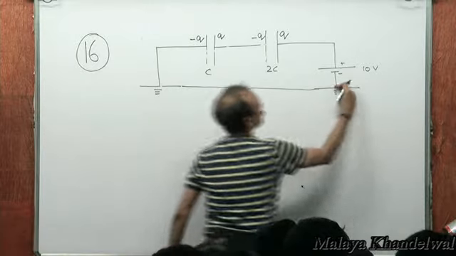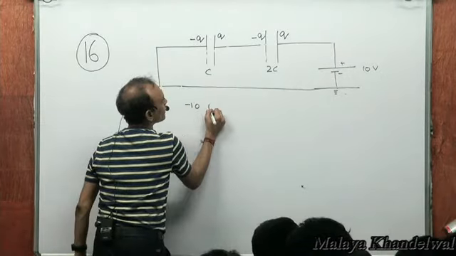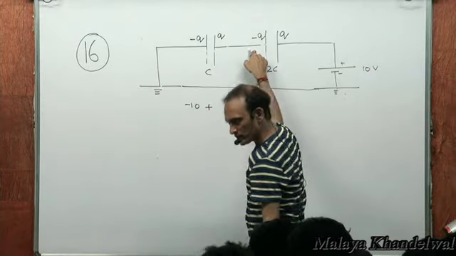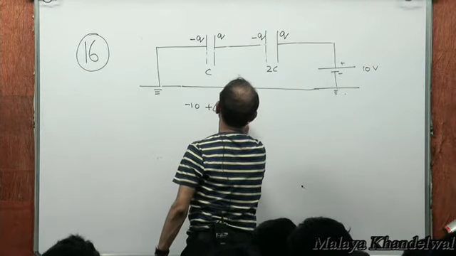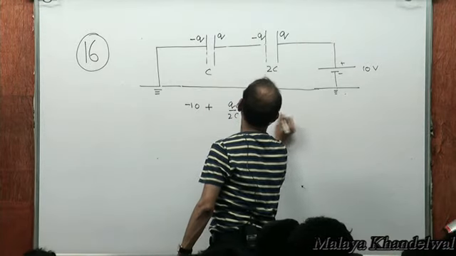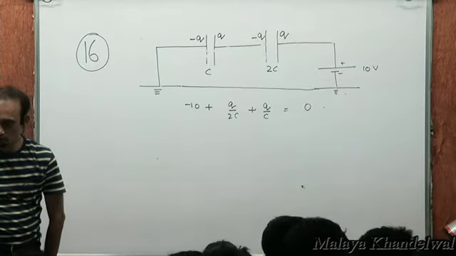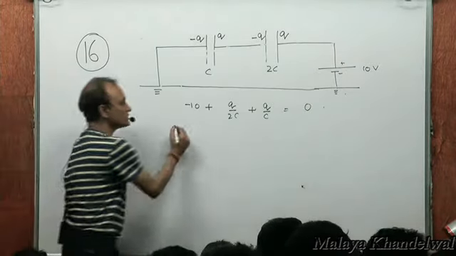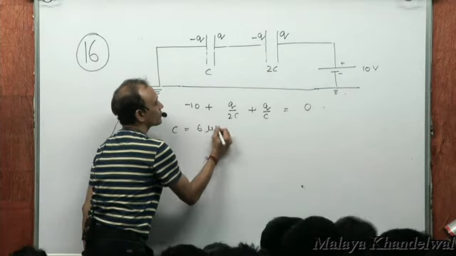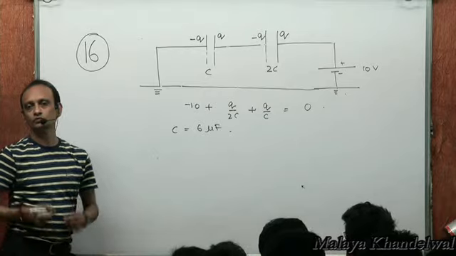Very good. So from here to here there is increase, so minus 10 volts. And then from here to here there is a drop, so plus Q by 2C. Q by C, equals 0. C is given to be 6 microfarad. And you can solve for Q. Yes or no?